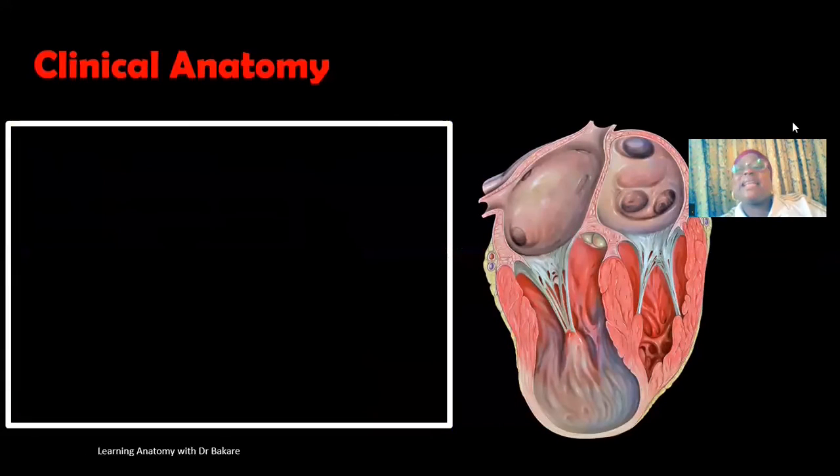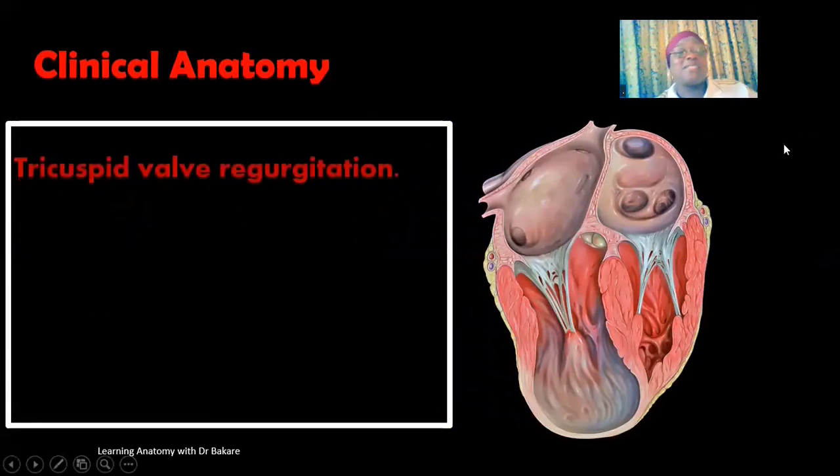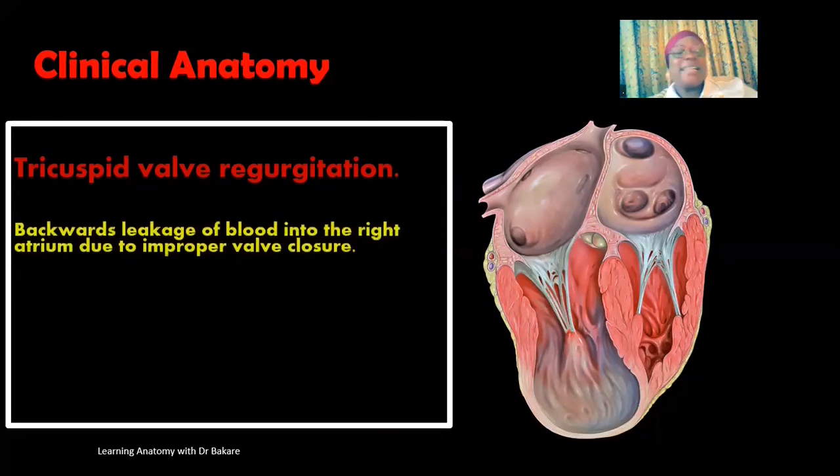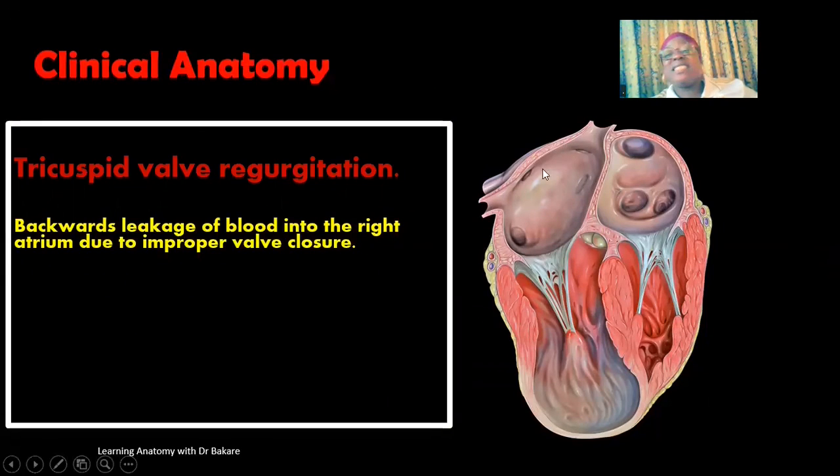So let's look at clinical anatomy. And the clinical anatomy I want to look at is tricuspid valve regurgitation. Regurgitation simply means backward flow. So when there is a backward flow of blood, the deoxygenated blood that is supposed to be directed from the right atrium down into the right ventricle is taken back into the right atrium. And this can occur as a result of improper valve closure. Remember in our previous slide when we highlighted the function of the tricuspid valve, receiving support from the chordae tendineae and the papillary muscle in directing blood through just one channel, which is pumping it from the right atrium to the right ventricle.